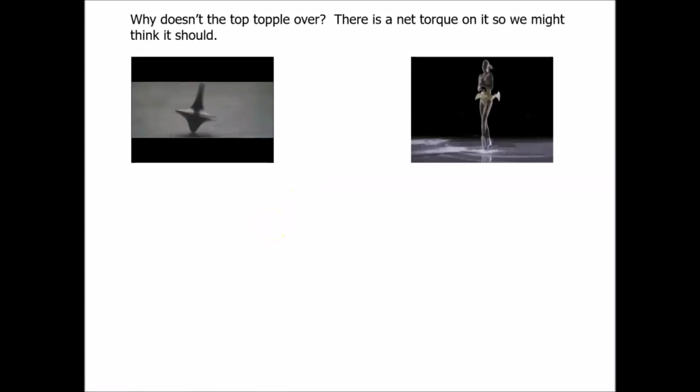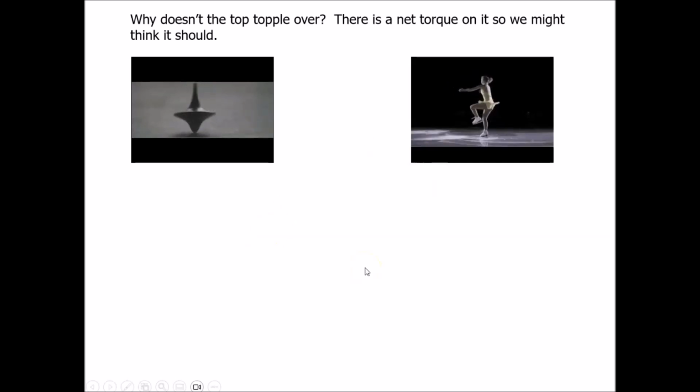Why doesn't it topple over? There's a net torque on it, so we might think it should. So imagine when it's leaning on the side, there should be a force from weight pulling it down, toppling it over, but it doesn't.